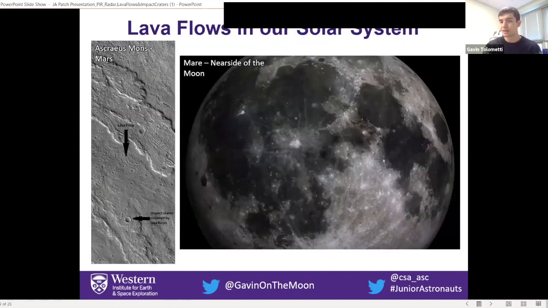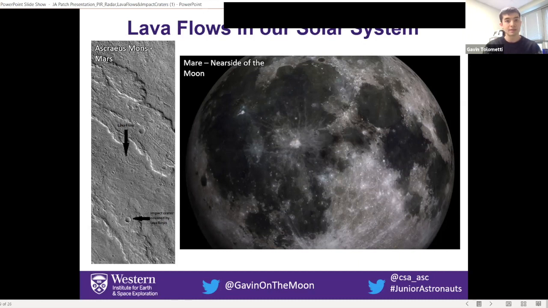And it just gives you an idea of what lava looks like on other planets and moons in our solar system. So on the left, this is an image from the Mars Orbiter Camera. And it is of a volcano on Mars called Ascraeus Mons. And these are types of flows. You can see them with the black arrows pointing them out, these huge kilometer-scale lava flows covering the surface.